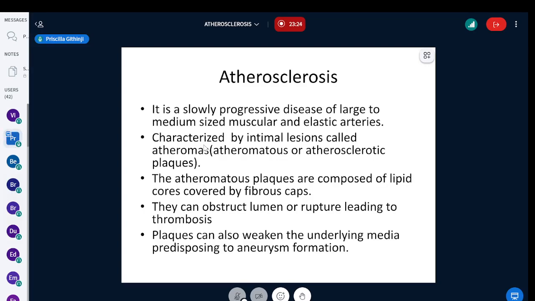So plaques, like I've said, will weaken the underlying media, and this can not only lead to rupture, but you can also form aneurysms. We're not going to discuss aneurysms, but you'll hear about abdominal aortic aneurysms and cerebral aneurysms. Most of them result from atherosclerosis weakening the blood vessels, causing them to dilate.